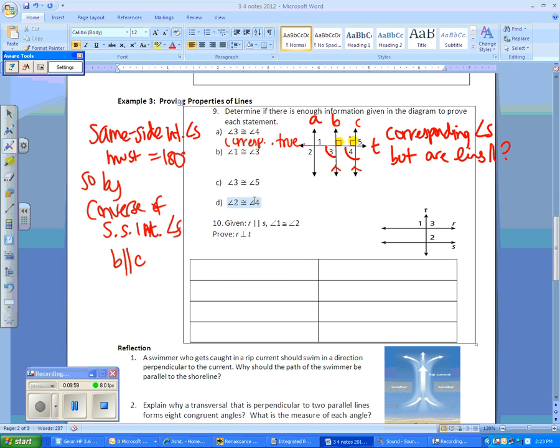Okay, that's kind of the process I want you guys to do. This is a little tricky. I want you to see if you can do D, and then we'll talk about B and C in class.